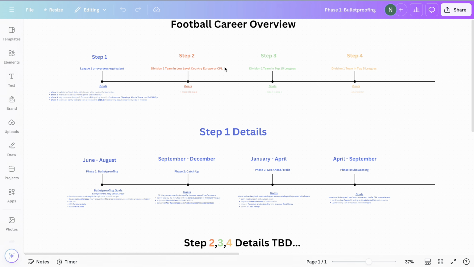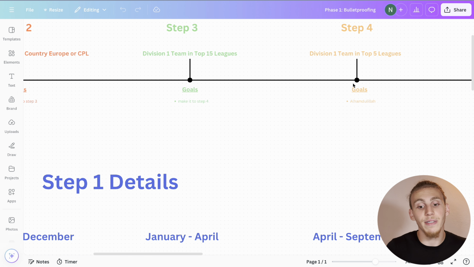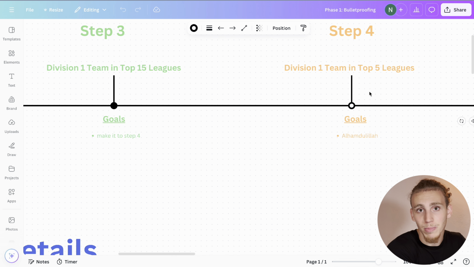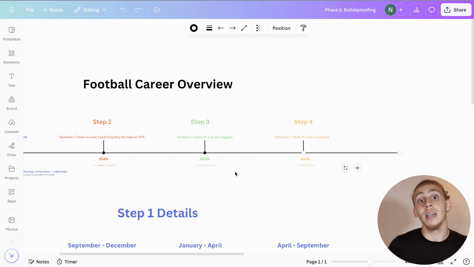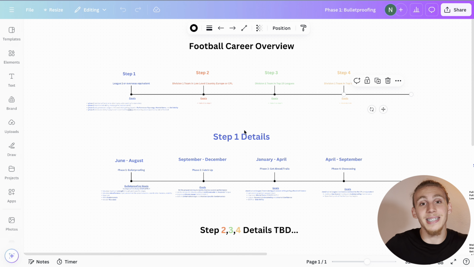I know it sounds crazy, but check this out, okay? These are my career goals. My plan is to play Division 1 in any of the top 5 leagues, Bundesliga, Premier League, La Liga, whatever. But the thing is, I don't know what to do in the next 15 minutes for this 6-7 year plan. But what I do know is what to do in the next year.